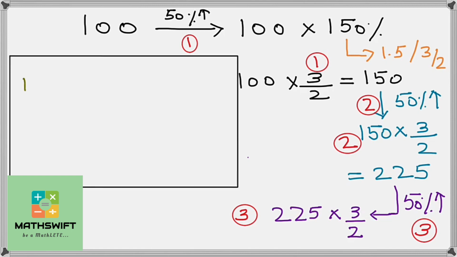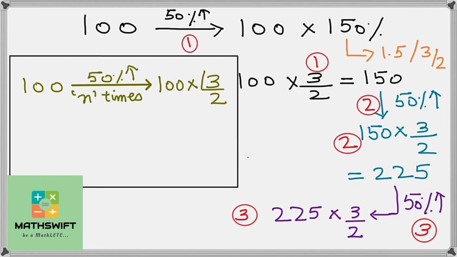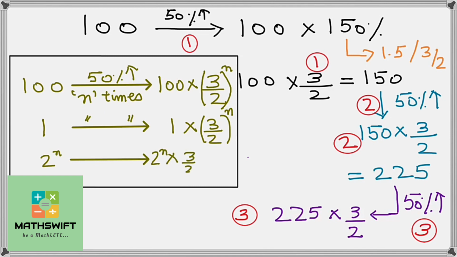And if we do so n times, we multiply 100 by (3 by 2) to the power n. If we take the base number as 1 and do the same thing, we multiply 1 by (3 by 2) to the power n. And if the base number is 2 to the power n, so 2 to the power n becomes 3 to the power n when it is increased by 50% n times.